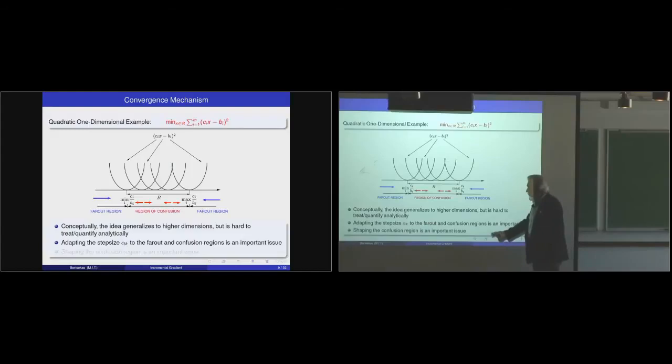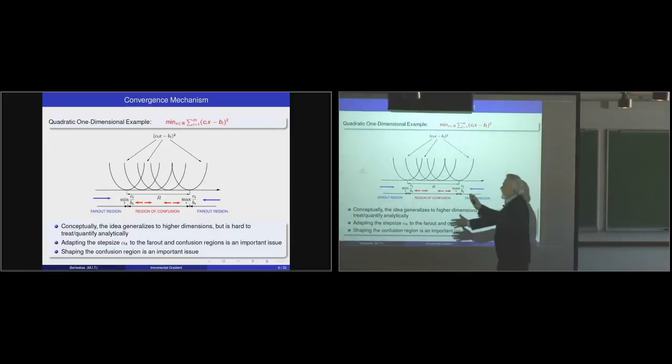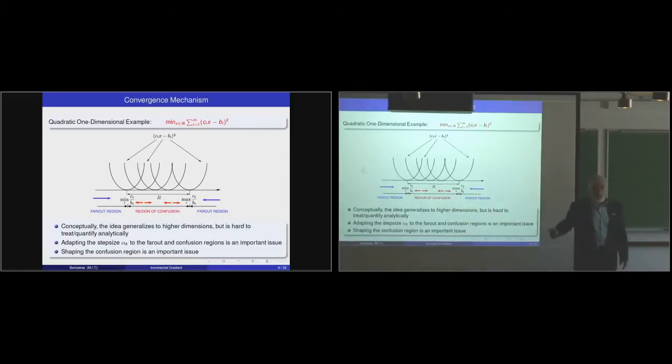Another thing to understand that follows from this figure is that by shaping this region of confusion and making it smaller, you may enhance convergence. How do you shape this region of confusion? There's a certain technique called mini-batching, where you lump together batches of these square terms, and that tends to shrink the region of confusion. So the undesirable phenomena happen later in the computation.